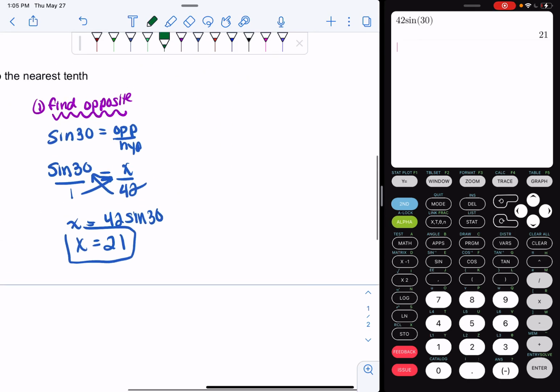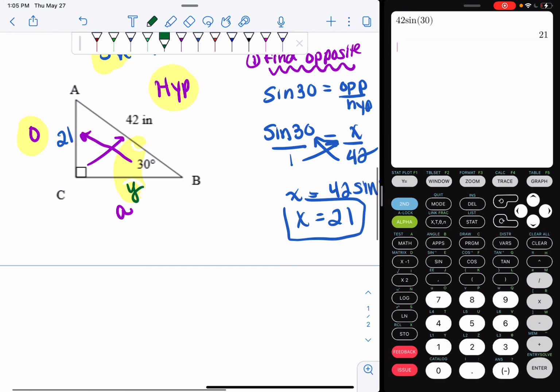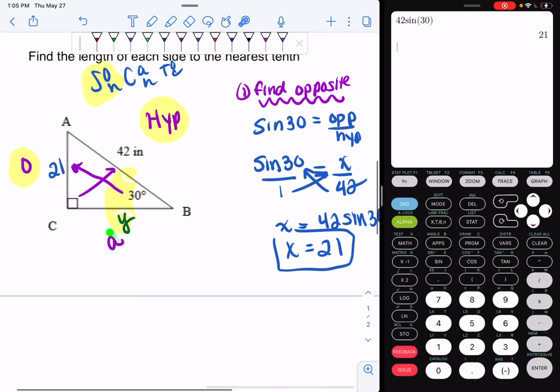So now step 2, find your adjacent. So in this case, if I look, I have information about a bunch of side lengths. I'm going to do cosine, because I like dealing with cosine, because that's my initials. If you look, I have information about my adjacent. I have information about my hypotenuse. So that means I'm dealing with cosine of theta.